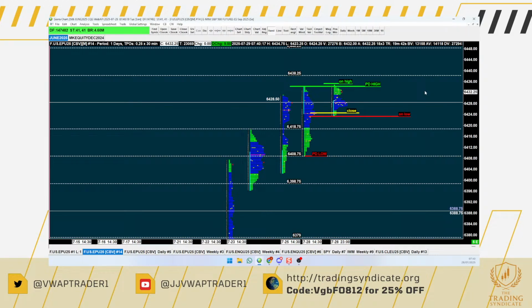If by any chance we get some liquidation, the lows over the last couple of days are your targets. This low here and this low here, these are what we call poor lows.